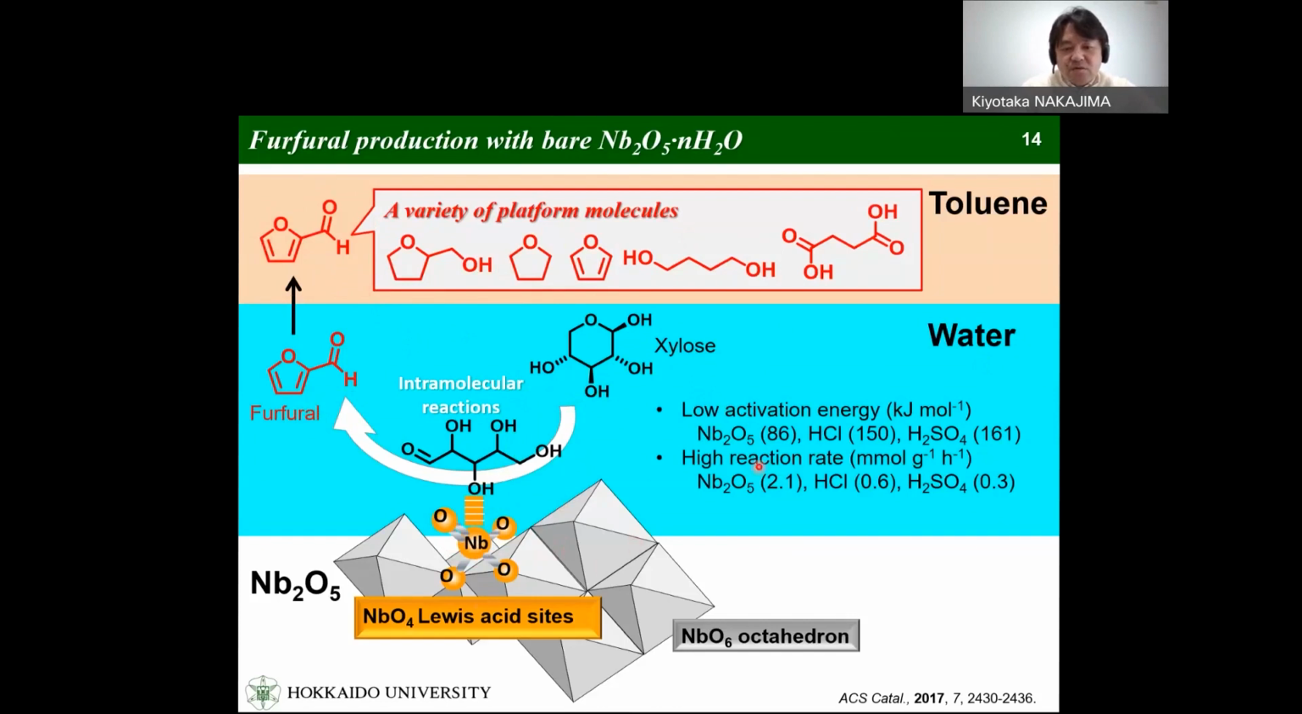And this catalyst shows high activity, and these results show the activation energy. Niobic acid has a low activation energy compared to sulfuric acid and HCl, meaning that furfural conversion can be achieved at low temperature very smoothly. And also the high reaction rate of niobic acid indicates the applicability of this material for mass production.